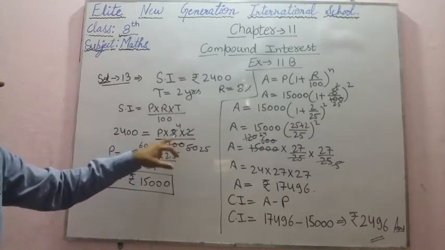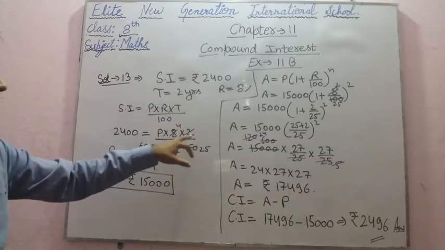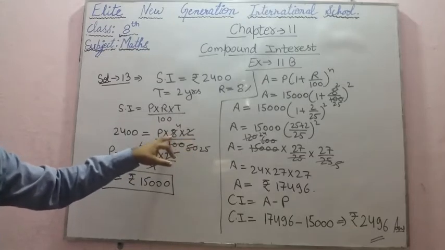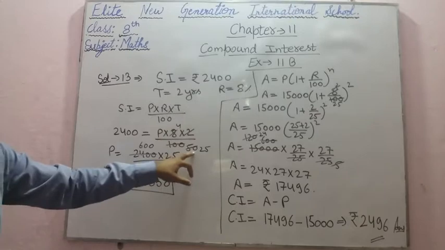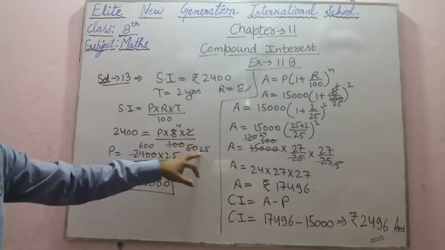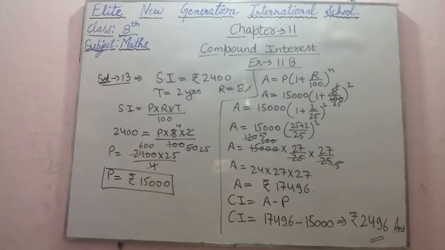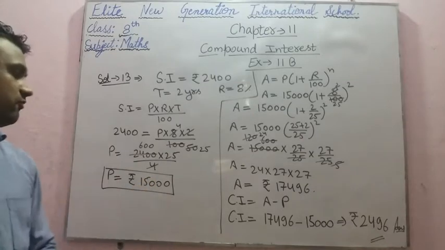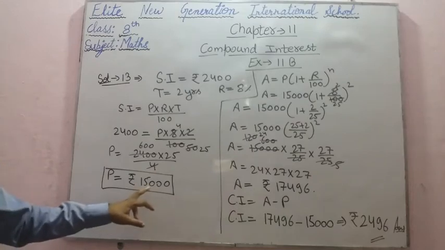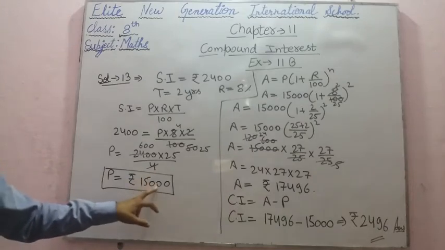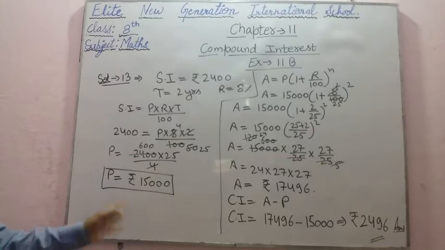First of all, this 100 will be cancelled out, 250 is cancelled out by 4 times and it will be 25. So by solving, the principal will be rupees 15,000. Now after this we have to find the compound interest for the same sum, that is, principal will be 15,000.